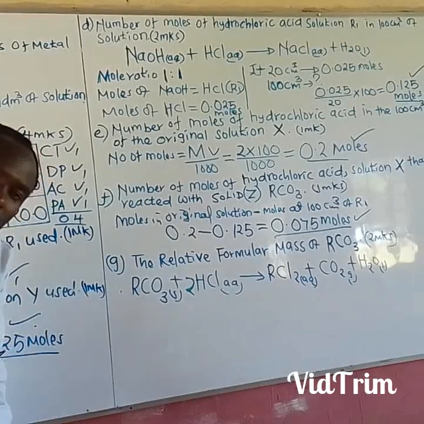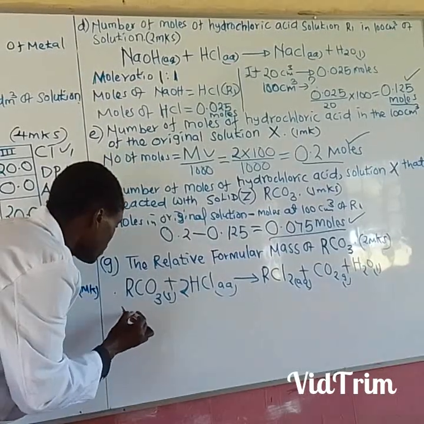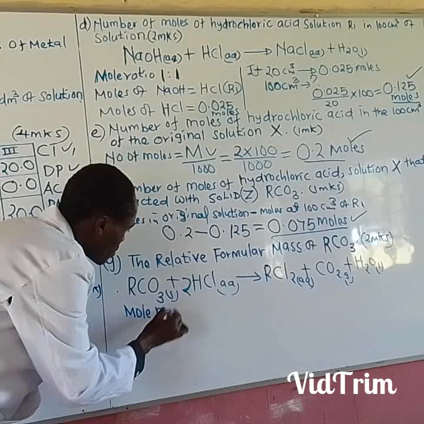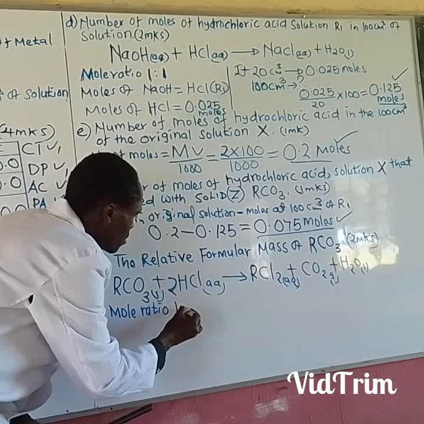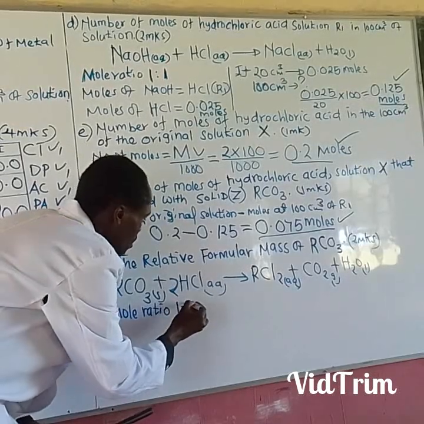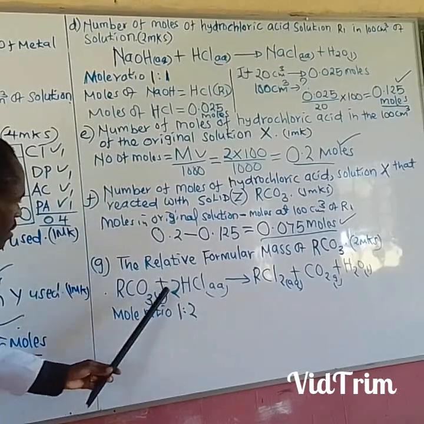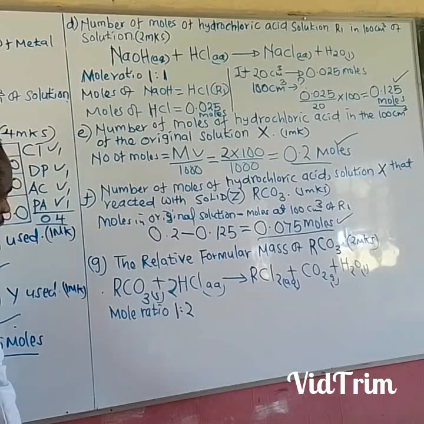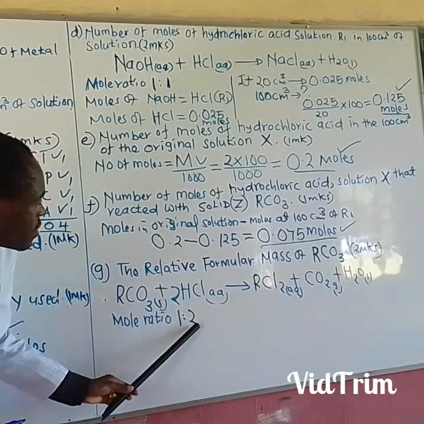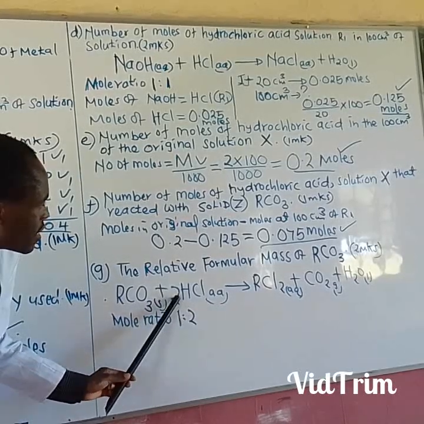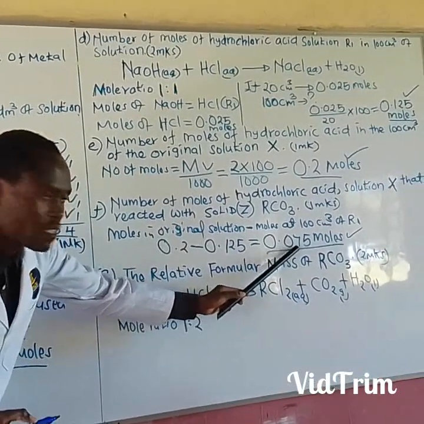So the mole ratio between the carbonate and the acid is not 1:1 but 1:2. Sorry, 1:2. The mole ratio is 1:2. 1 carbonate, 2 moles of the acid. Then the moles of the acid that reacted with the carbonate, ratio 2, we have subtracted and found it is 0.075 moles.